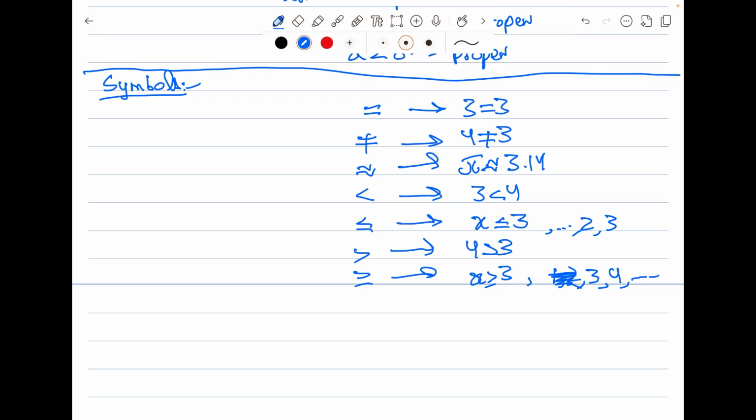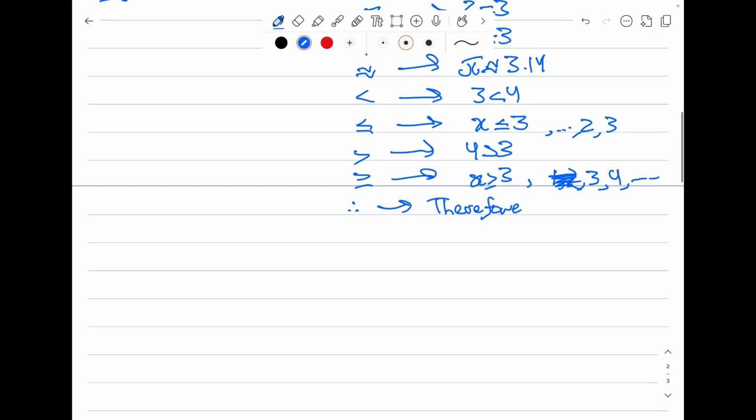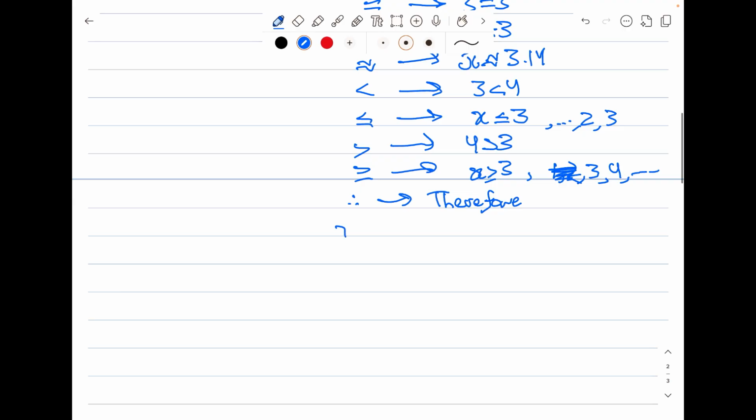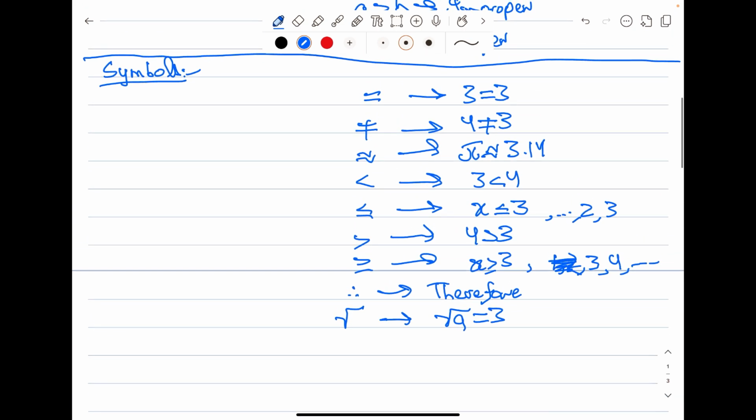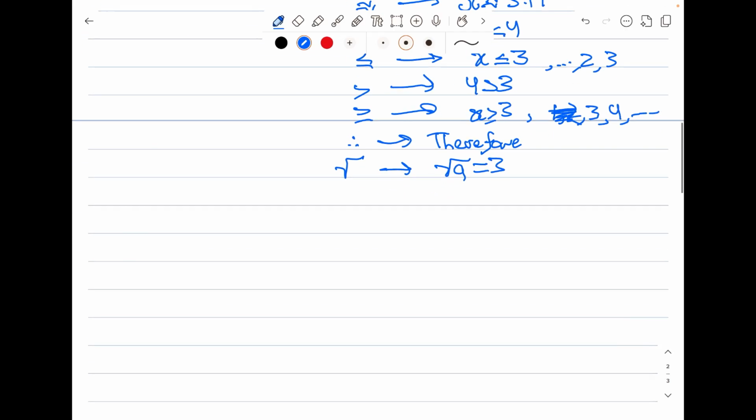And then we have the symbol for therefore. These three dots signify therefore, right? Rather than writing therefore, we use the symbol. And finally, the square root symbol, right? So the square root of 9 is 3. So these are some of the common symbols, and you will repeatedly encounter them, and they will become really, really obvious as you go along.